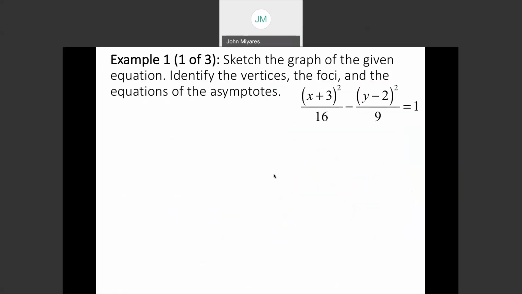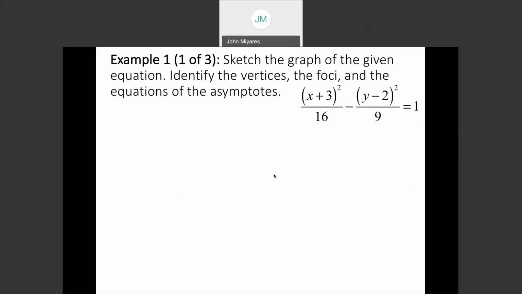Here's our first example. Sketch the graph of the given equation. Identify the vertices, the foci, and the equations of the asymptotes. Our equation is given in standard form as (x plus 3) squared over 16 minus (y minus 2) squared over 9 equals 1. So how are we going to sketch this hyperbola?